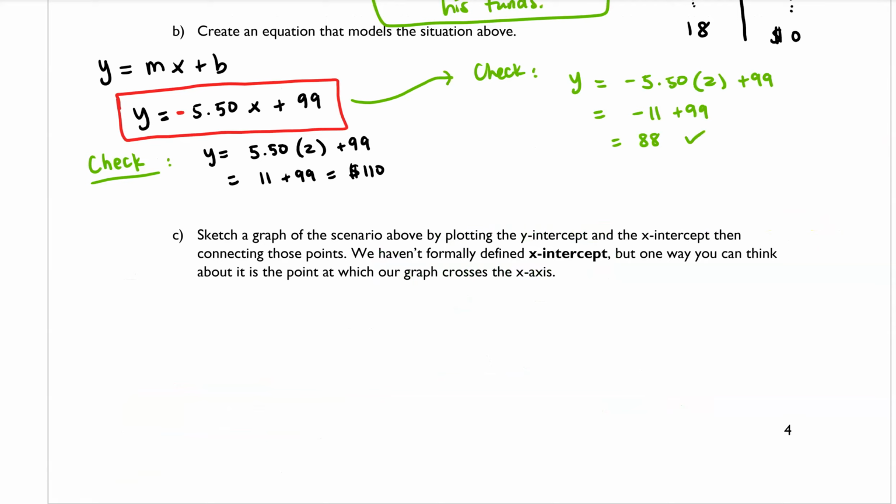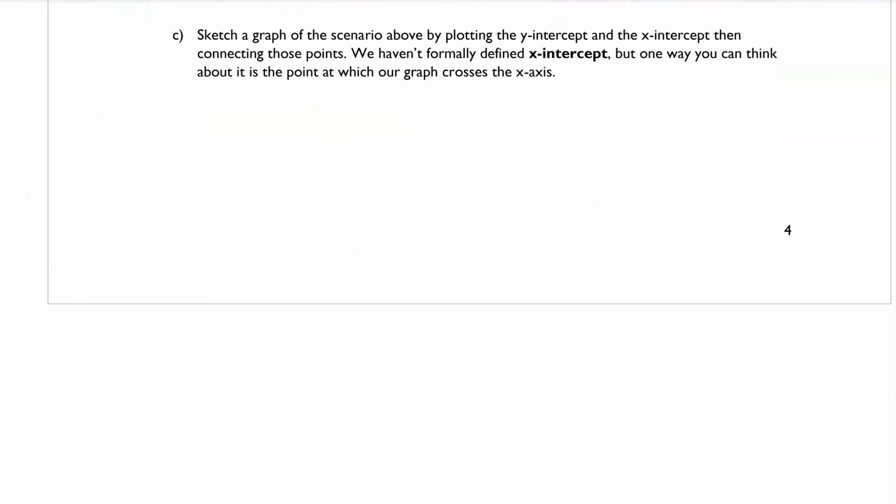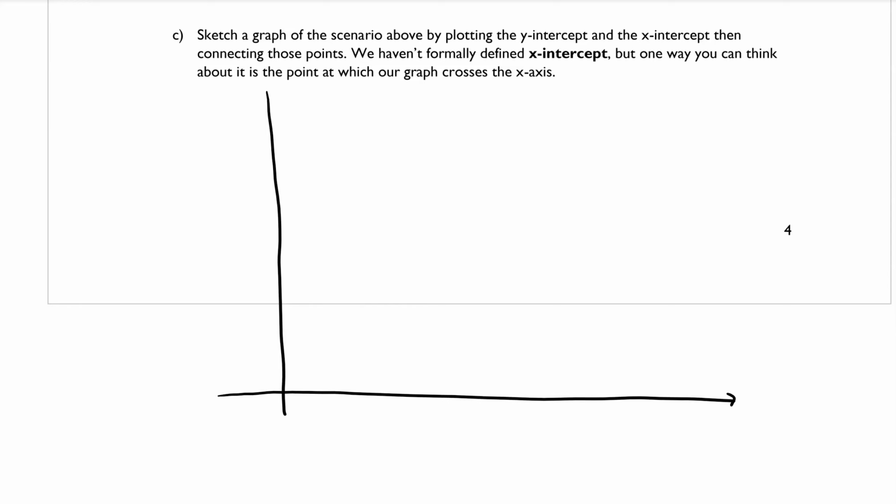All right, part C says sketch a graph of the scenario above by plotting the y-intercept and the x-intercept, then connecting those points. We haven't formally defined x-intercept, but one way that you can think about it is the point at which our graph crosses the x-axis. So I'm going to scroll down a little bit so I have a little bit more room, and I'm going to draw my vertical axis and my horizontal axis.